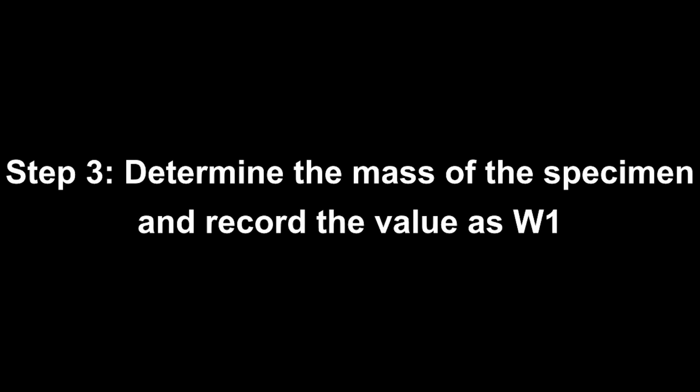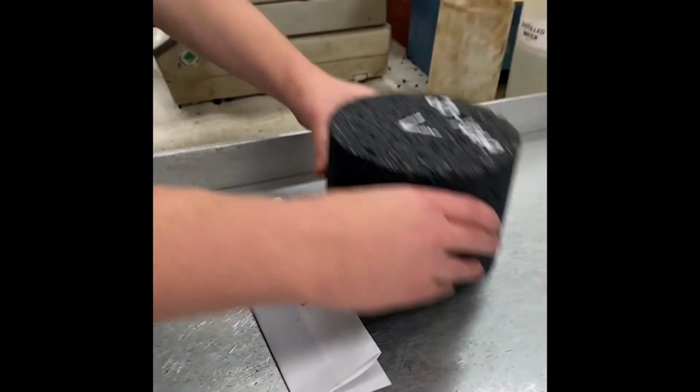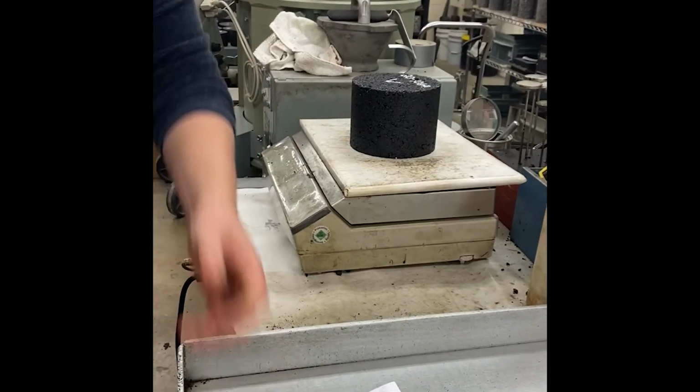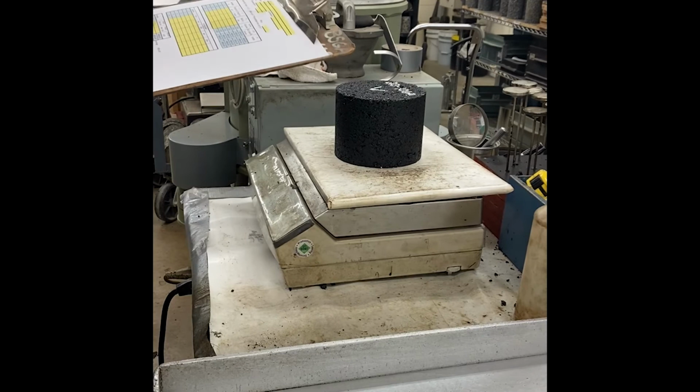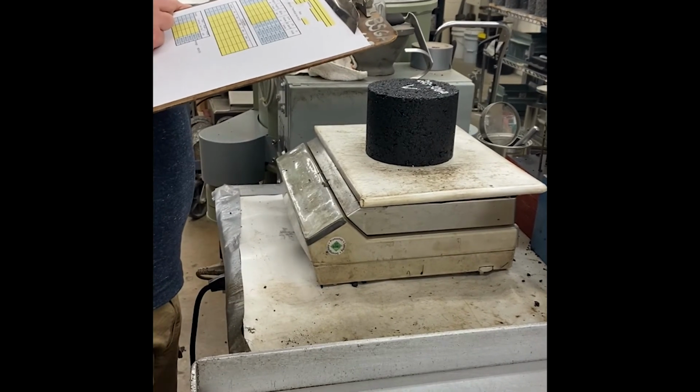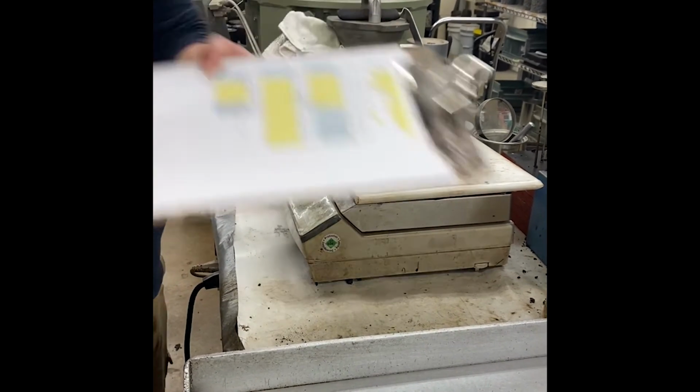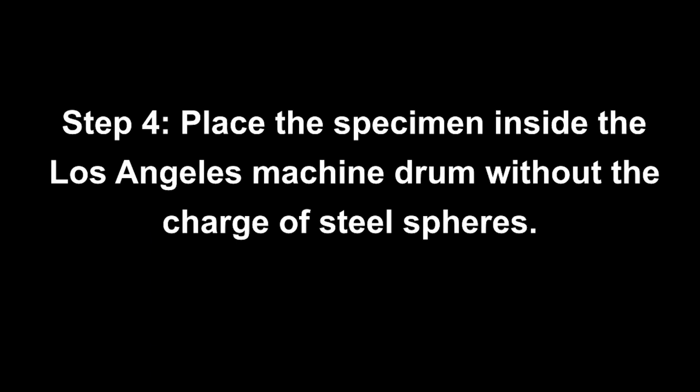Step 3, we need to determine the mass of the specimen and record the value noted as W1. For step 4, we need to place the specimen inside the Los Angeles machine drum without the charge of steel spheres. Step 5, we need to turn the drum at 30 to 33 revolutions per minute for a total of 300 revolutions.